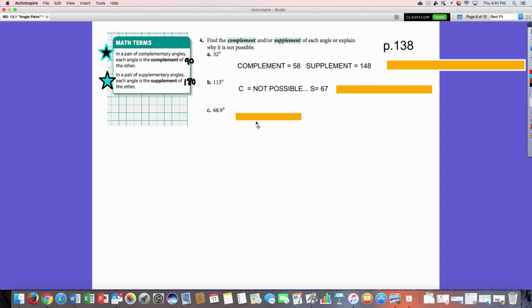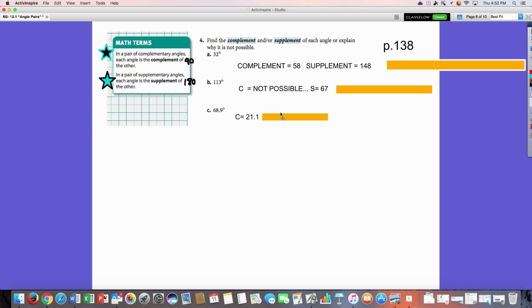Uh-oh, they're throwing some decimals at us. I might have to get out my calculator for this one. What angle plus 68.9 equals 90? How about 21.1 degrees? Let me get my calculator out again.